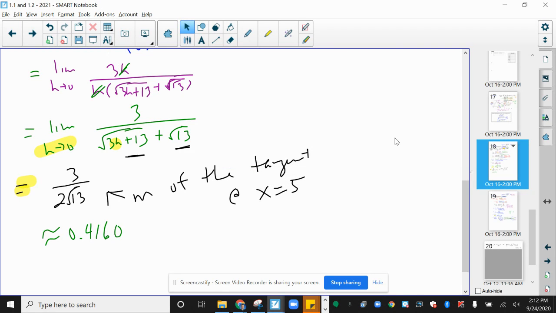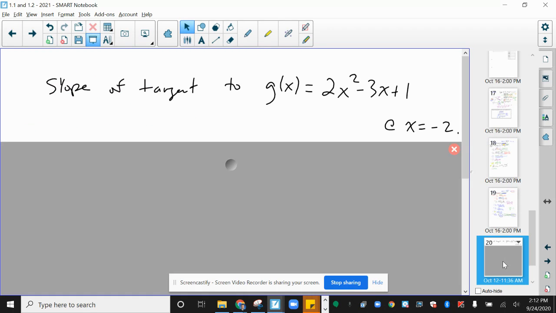So at this point, here's an example you don't have in your notes, but I'd like us to try this one. What's the slope of the tangent to this parabola at x equals -2? Okay, so pause the video if you'd like to get yourself some separate paper.